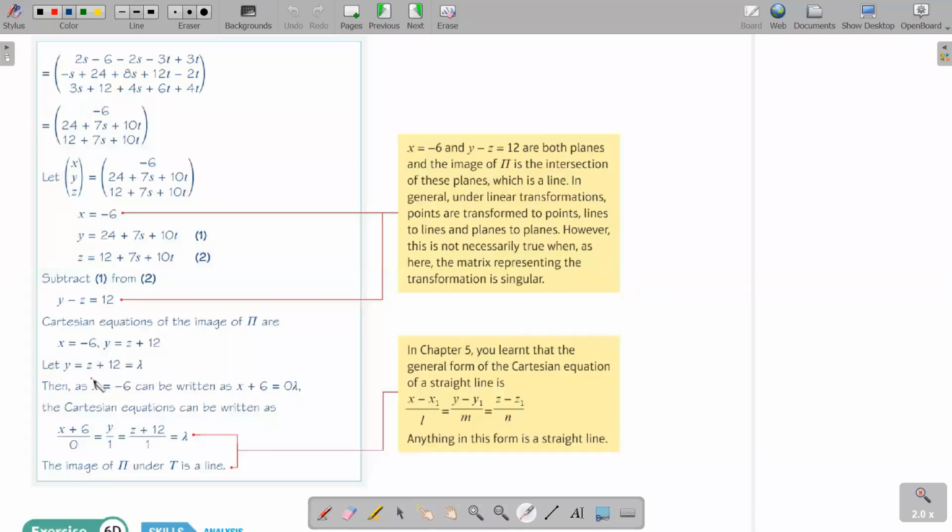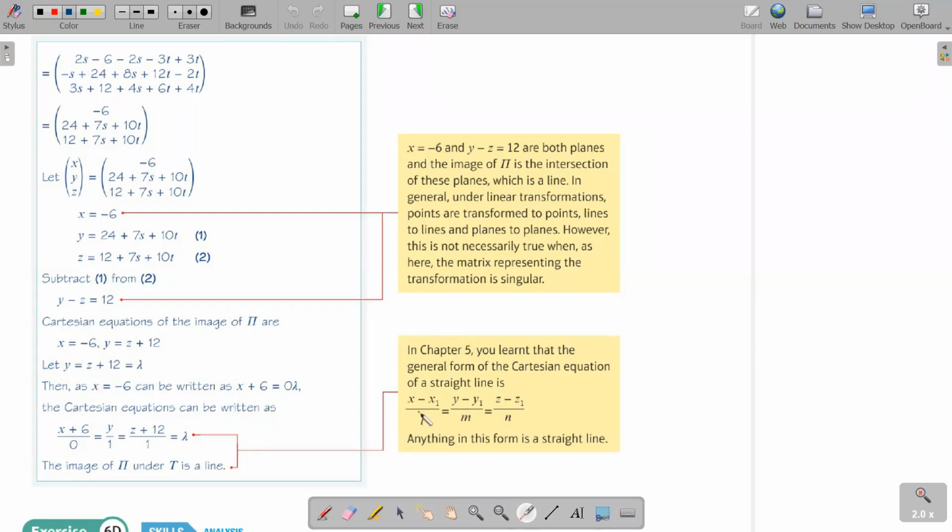So then what we do here is, you need to remember these steps. y equals z plus 12 is equal to lambda. They take it as lambda. We make y equal to lambda. So z plus 12 will also be equal to lambda. Then as x equals minus 6, you can get x plus 6, and we can say x plus 6 is equal to 0, right? So it's equal to 0 times lambda.